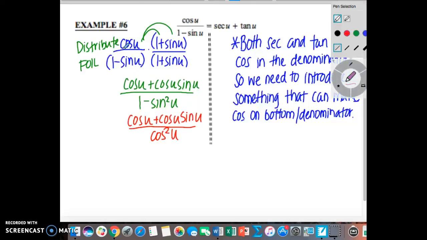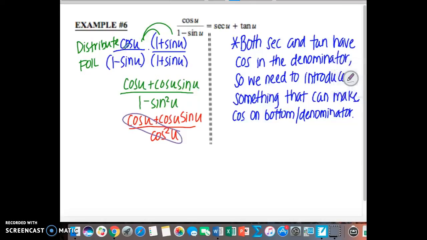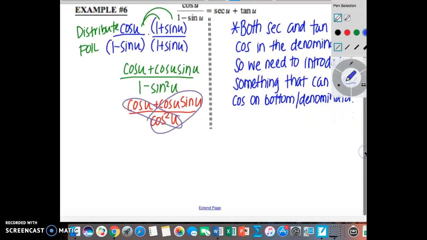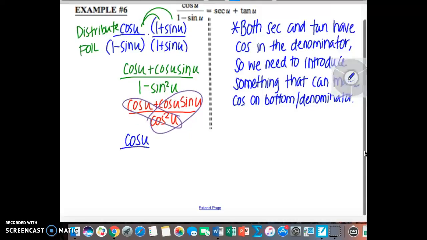And our next step will be to split up our fraction. So we will have cosine of u over cosine squared of u, and we will have cosine of u sine of u divided by cosine squared of u. So this ends up looking like cosine of u divided by cosine squared of u plus cosine of u sine of u divided by cosine squared of u.